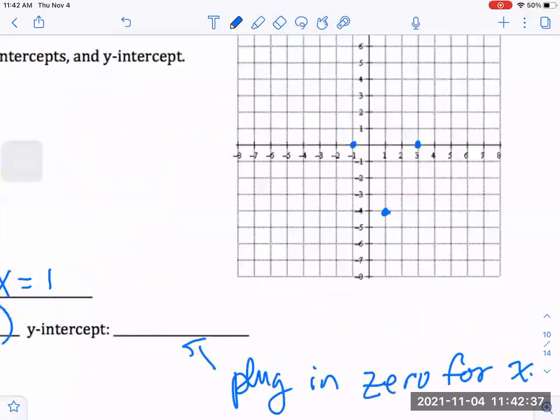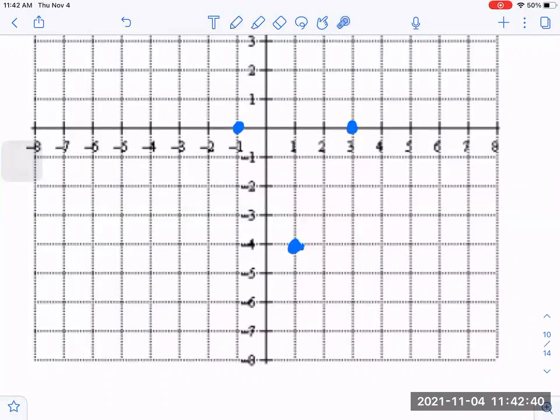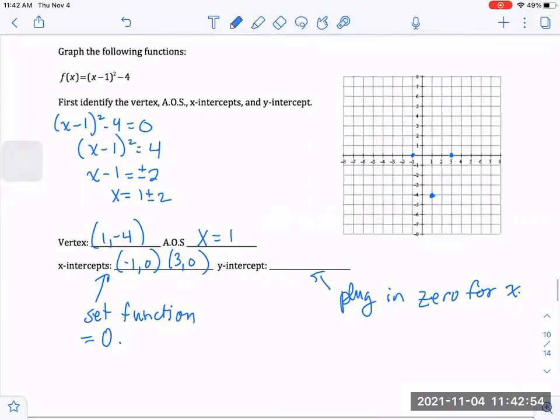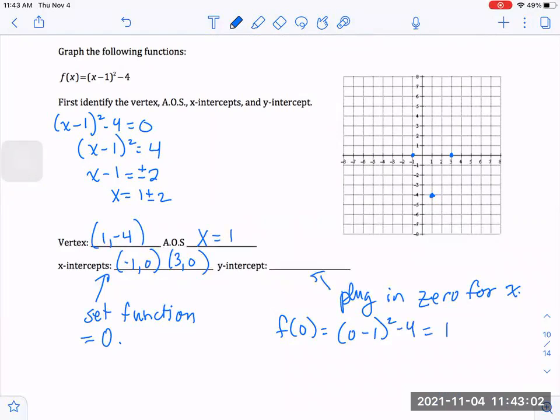So now let's look at these and make sure that they make sense in terms of where those zeros are. So if my zeros are here and here, my vertex should be exactly halfway between. Sure enough, it is. If it wasn't, I would know I made an error somewhere. To find the y-intercept, I'm going to put in 0 for x. One minus 4 or minus 3. So 0, -3 is my y-intercept.